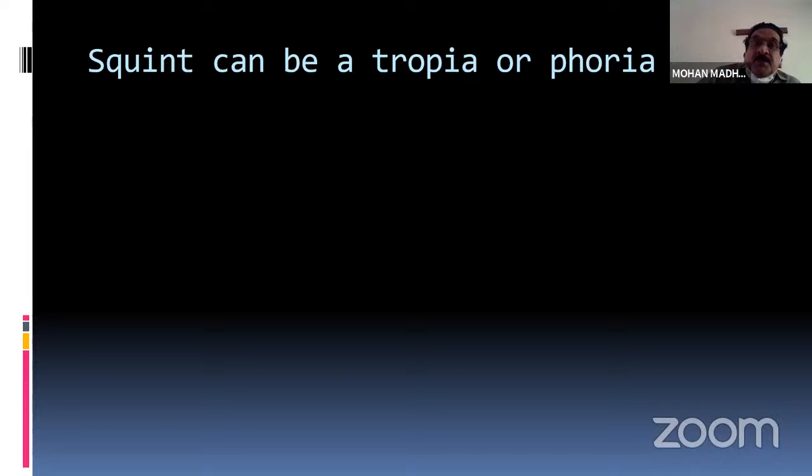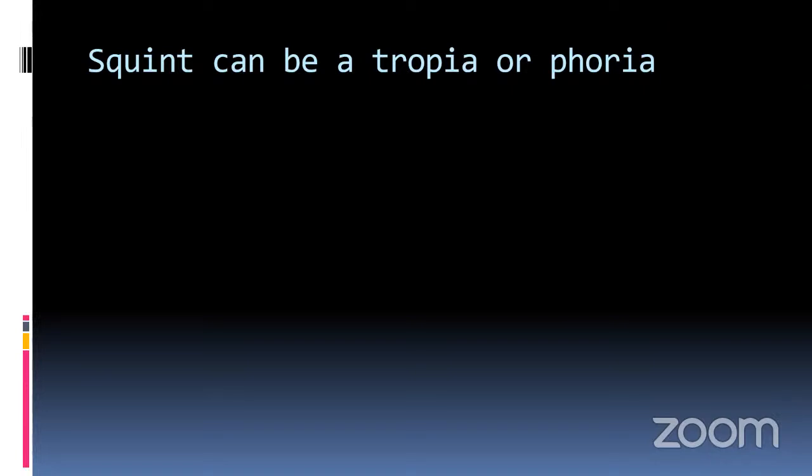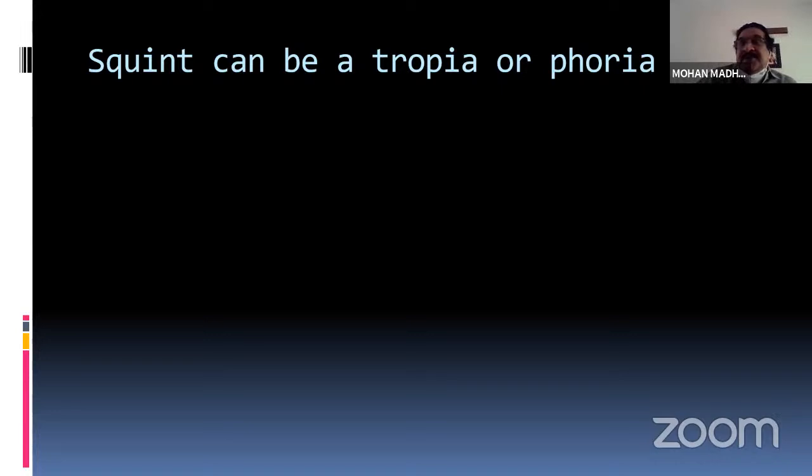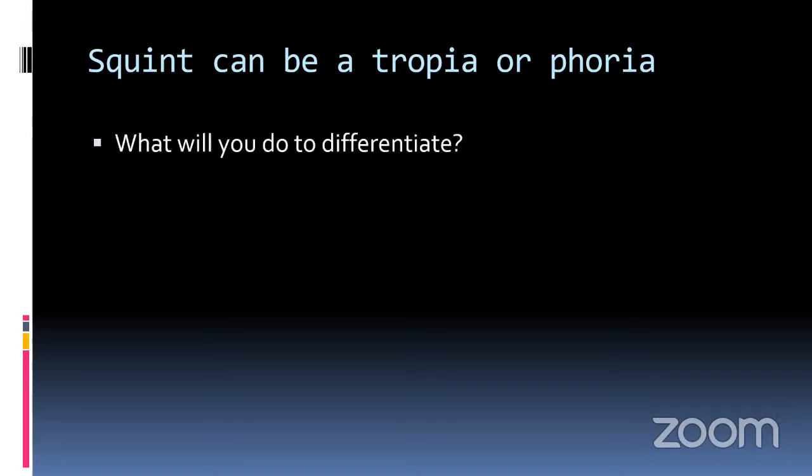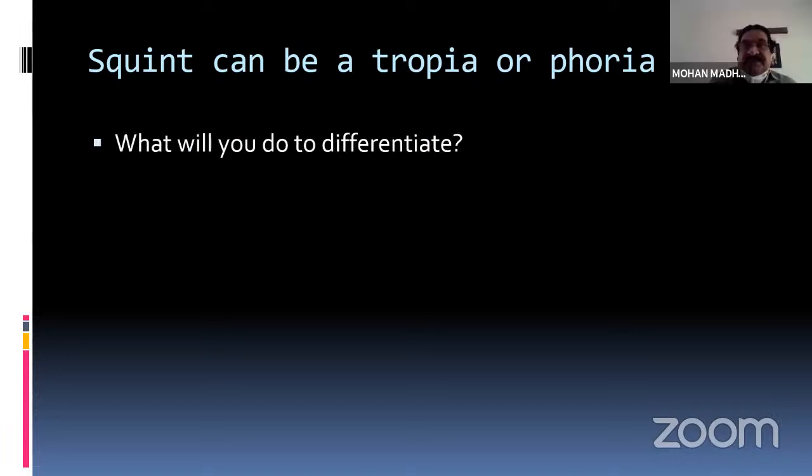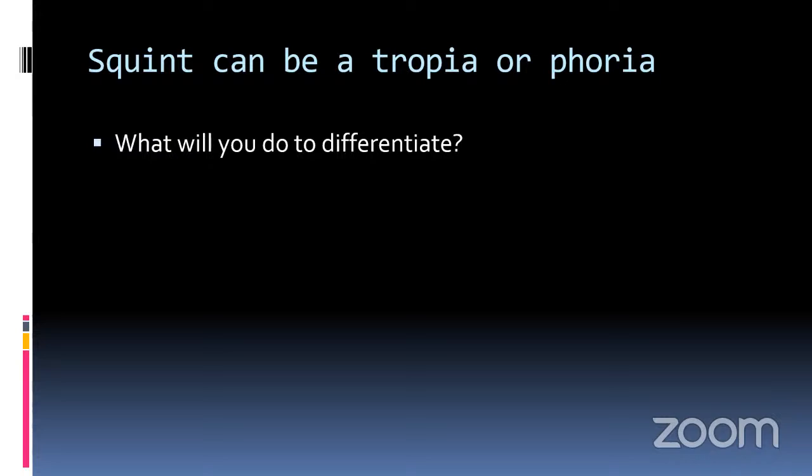But if the deviation is more, our fusional system cannot put the eyes into parallel and you will develop diplopia. So how do we find out what is tropia and phoria? Tropia is an established, seen squint. Phoria is an unseen squint, meaning you are not seeing a squint at that point of time. Let us see how to differentiate.